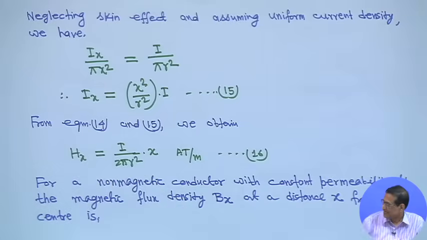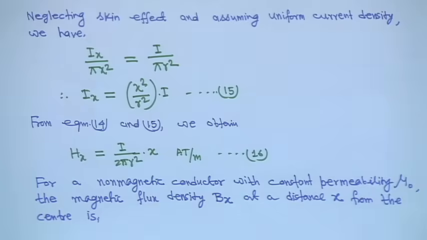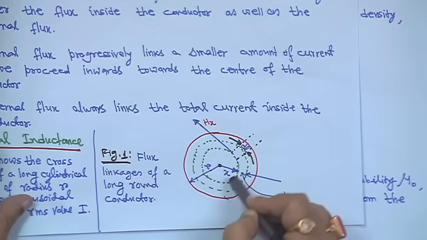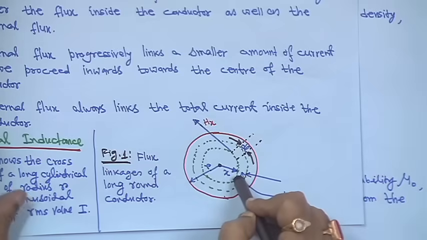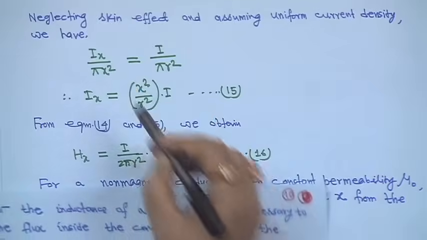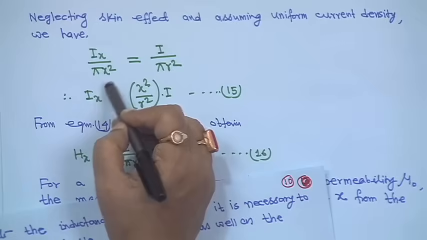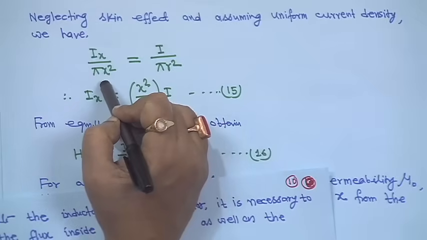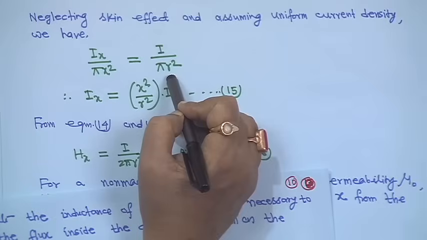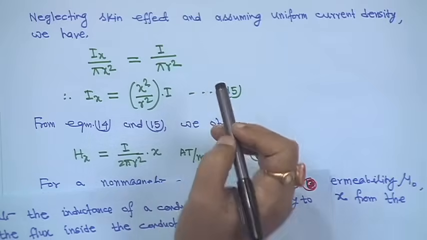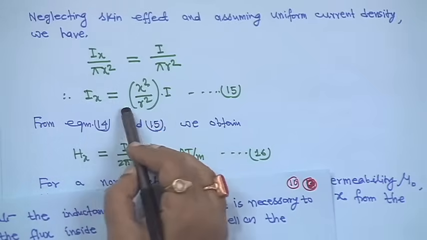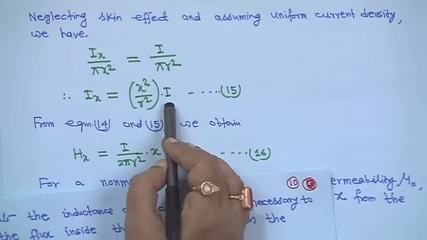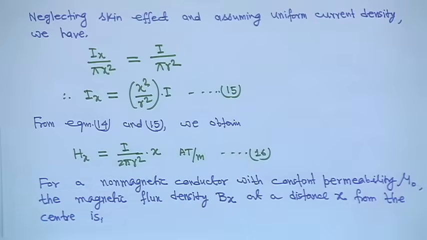So, at a distance x, the area of this circle is pi x square, and at a distance r, the area of the circle is pi r square. At a distance x, the current is I x. We will assume that current density is uniform, therefore I x upon pi x square is equal to I upon pi r square. Therefore, pi will be cancelled on both sides, and I x is equal to x square upon r square into I. This is equation 15.